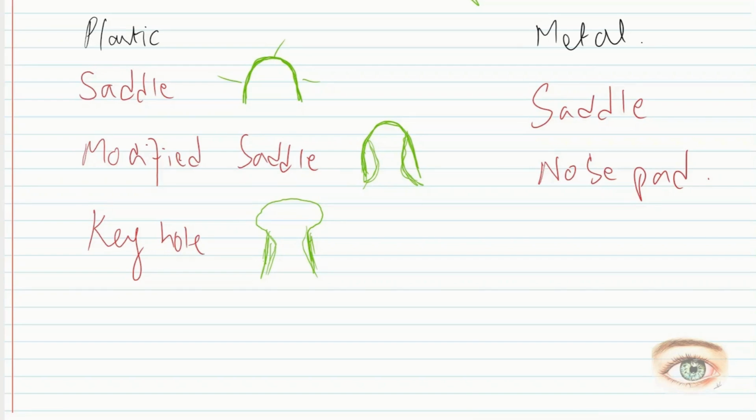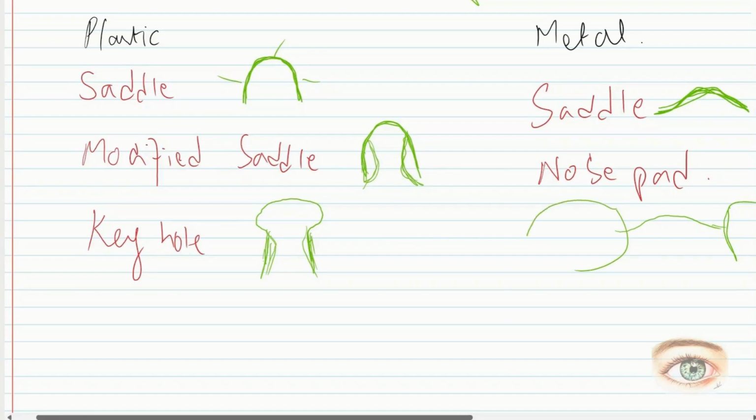Now, coming to the metal nose bridge saddle, this is the same as a plastic saddle nose bridge. The difference is just that it is made up of metal, right? In nose pad, we have this top bar, and right here we have these nylon nose pads which are attached to the rim with the help of pad arms.